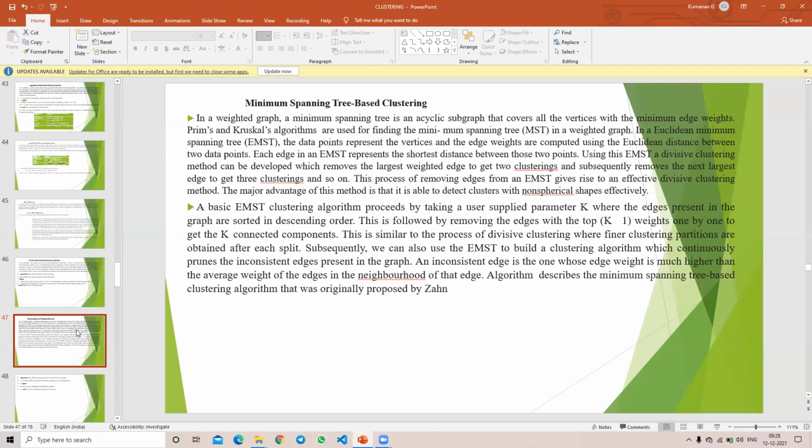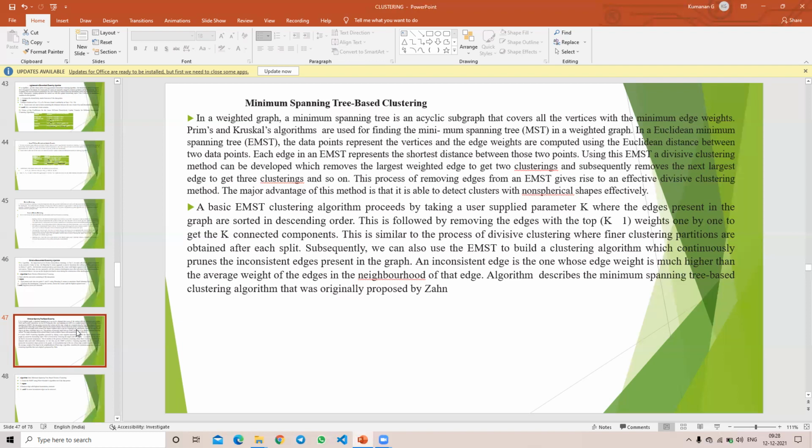Using the EMST, a divisive clustering method can be developed that removes the largest weighted edge to get two clusters, and subsequently removes the next largest edge to get three clusters, and so on. This process of removing edges from the EMST gives rise to an effective divisive clustering method. The major advantage of this method is that it is able to detect clusters with non-spherical shapes effectively.